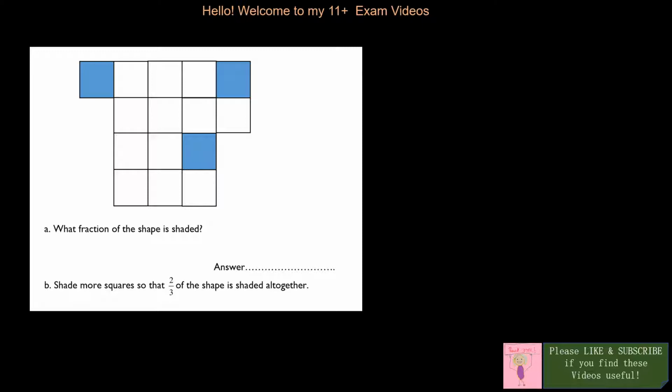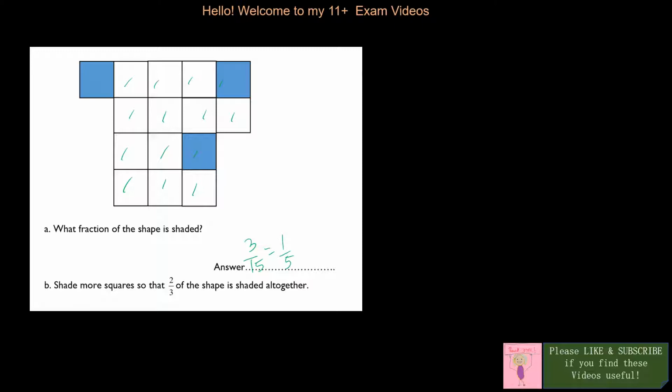Then it says shade more squares so that 2/3 of the shape is shaded altogether. So what fraction of the shape is shaded? How many squares are there? 1, 2, 3, 4, 5, 6, 7, 8, 9, 10, 11, 12, 13, 14, 15. There are 15 squares. So the shape is divided into 15 squares. Out of it, 3 squares are shaded. So the fraction of the shape is 3 out of 15. That is the same as 1 out of 5 shaded.